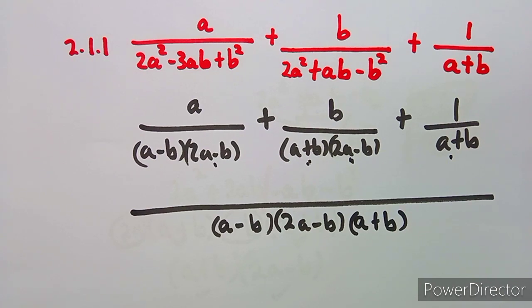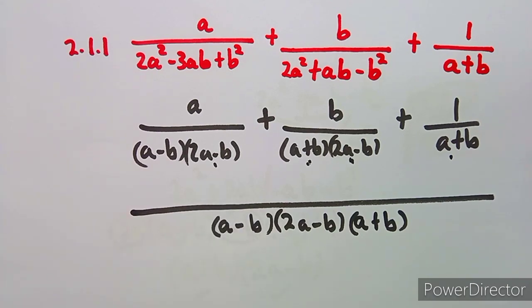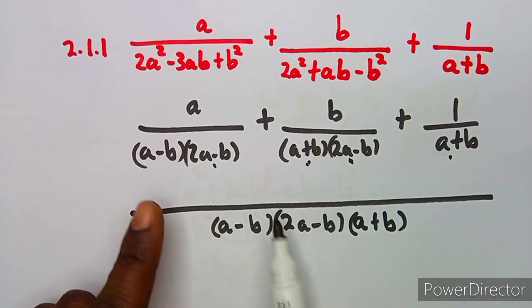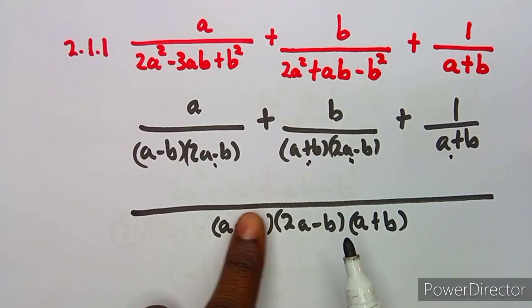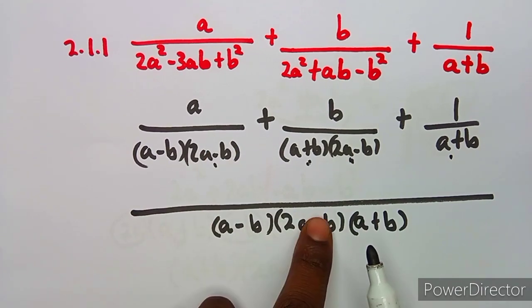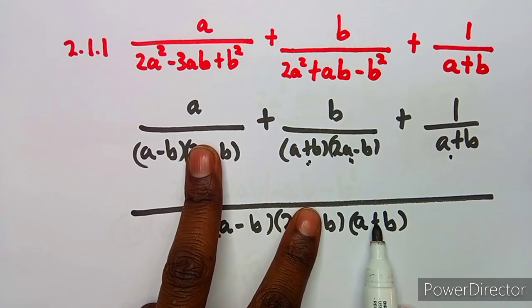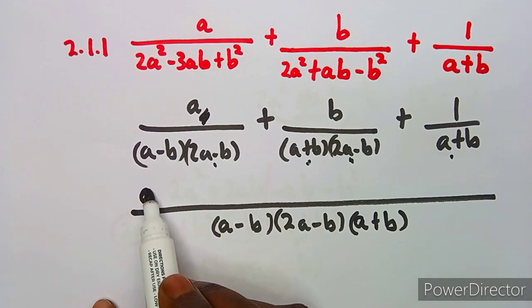So remember, you don't cancel, you just assume as you are cancelling, because you are going to divide the LCD by this denominator, but you don't cancel anything, you maintain the denominator. As you can see, if we divide this LCD by this denominator here, the a minus b will cancel, 2a minus b, 2a minus b will cancel, which means you are going to be left with a plus b, but it is going to be multiplied to the numerator where there is a.